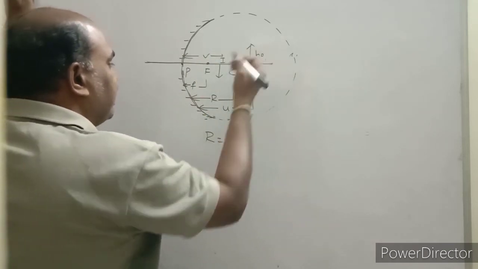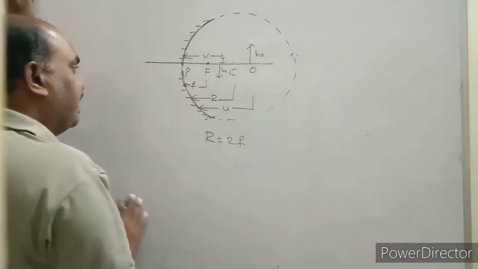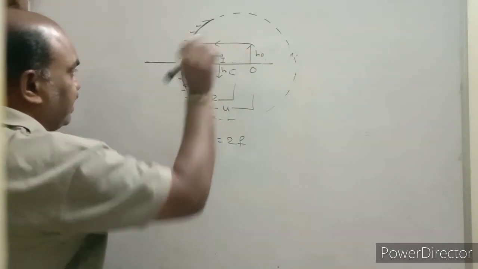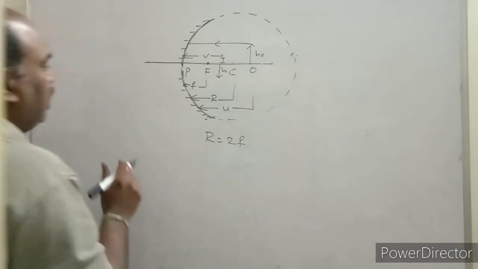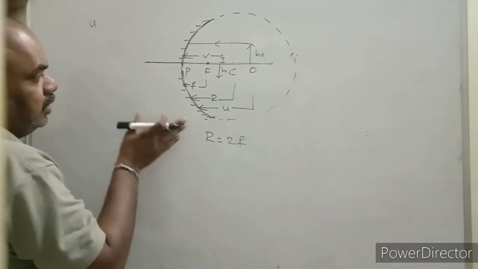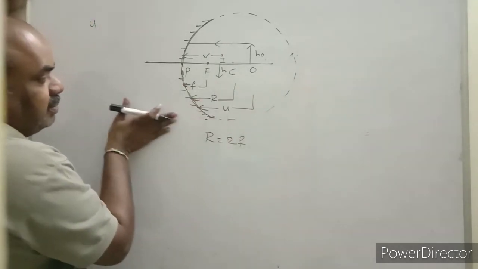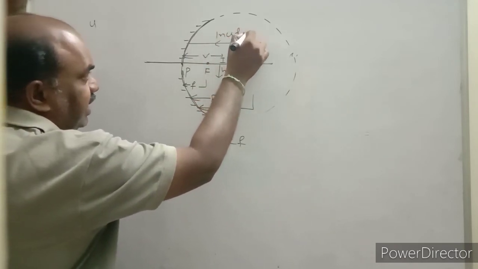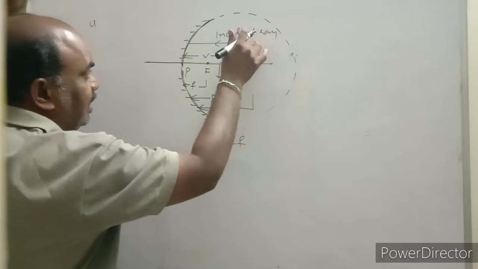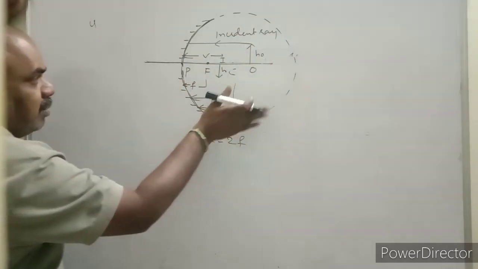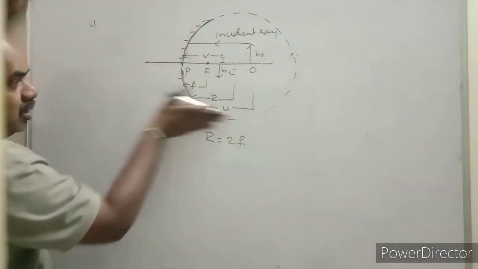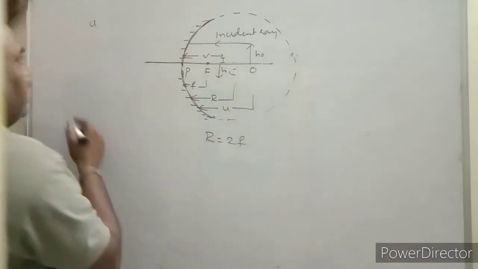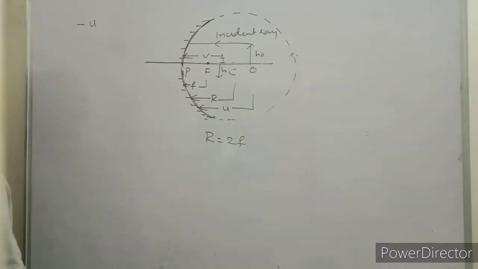Height of the object is h0. Height of the image is hi. Now observe carefully. We get incident rays from the object. This is the incident ray. Now what is the object distance? U. Pole to object is the object distance. Measuring from pole, compare with this incident ray, the parallel incident ray, parallel to the principal axis. Both are in opposite directions. I am measuring from left to right, compare with right to left. So the object distance is negative.